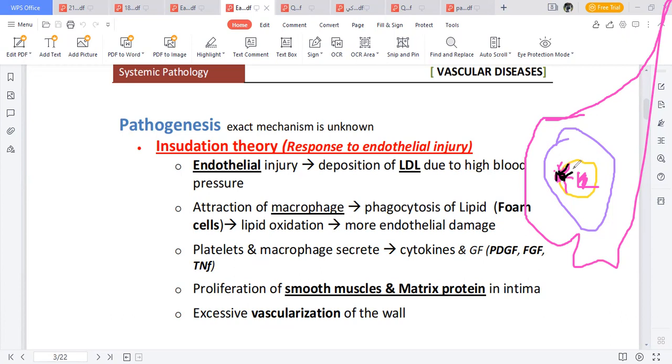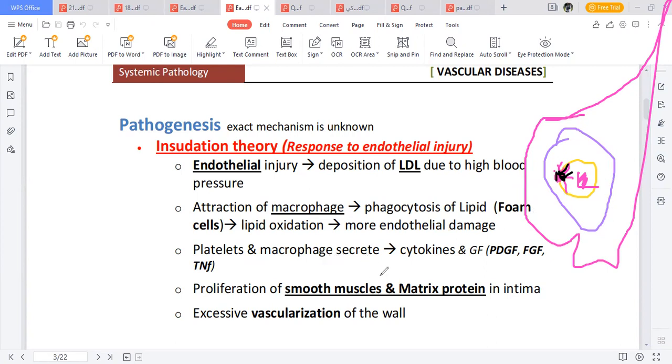That is the macrophage that has gone into the tunica intima. It will start ingesting the lipid that is there. When the lipid is ingested, the macrophage is no longer called a macrophage, but rather a foamy cell. This is the foamy cell I was talking about. That will lead to lipid oxidation within the macrophages and the other areas. Lipid oxidation will lead to further damage of the endothelium.